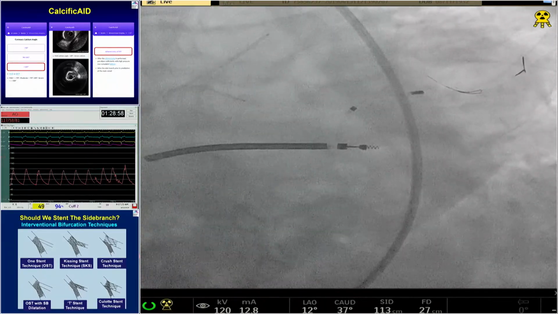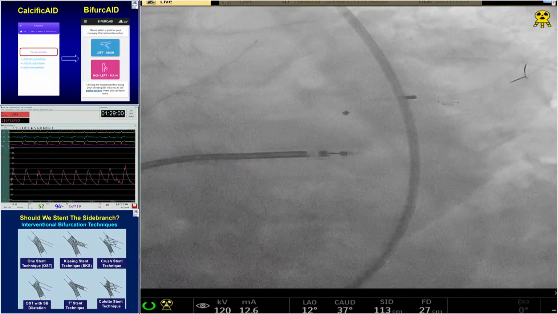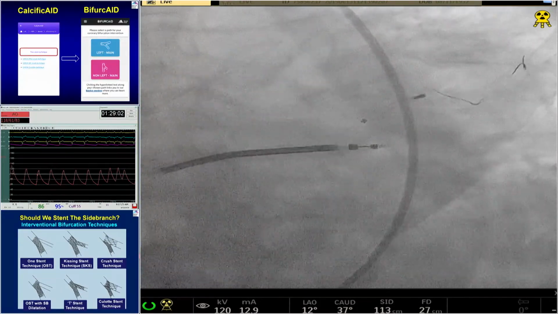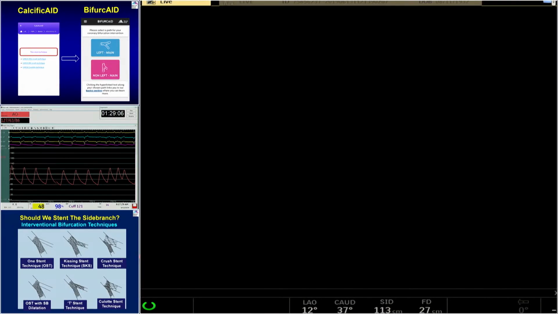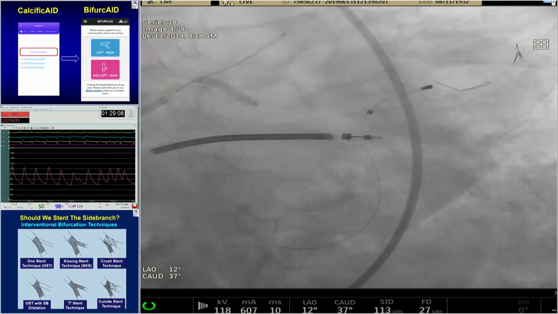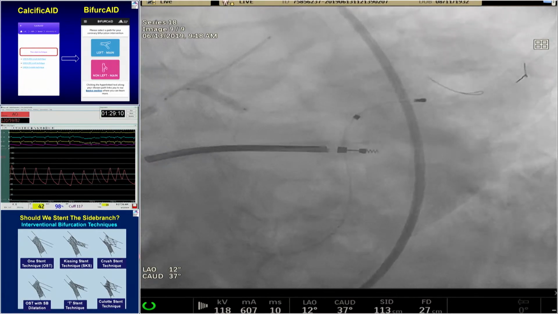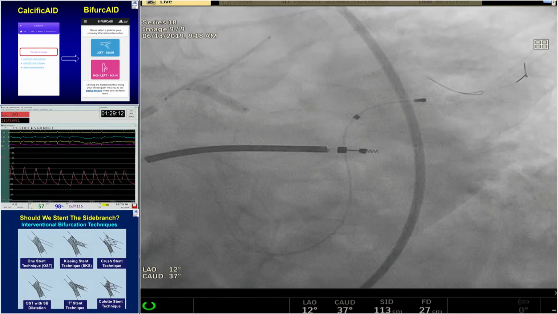So from the calcific app, you can jump to the bifurcate app now. Or even the calcific app does have the steps on how to do the mini crush, DK crush technique. This is the Promus. Essentially we have a 3.5 by 16 Promus in the circ. We went up to 14 atmospheres, second time quickly.